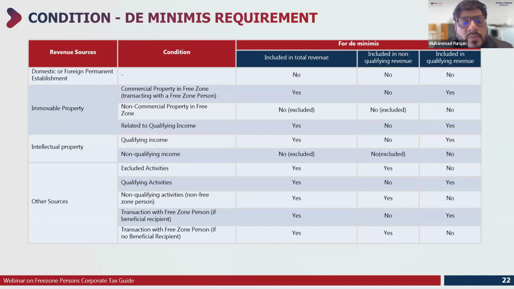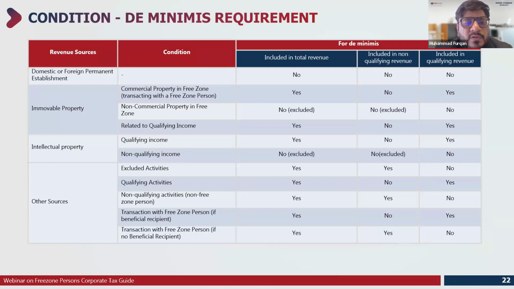Revenues from immovable property in the case of commercial property in free zone, in case of transactions with a free zone person, the revenue will be included in total revenue and will not be included in non-qualifying revenue. Similarly, in case of non-commercial property in free zone, the revenue will be excluded and also be excluded from non-qualifying revenue.